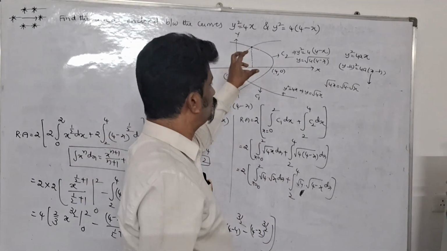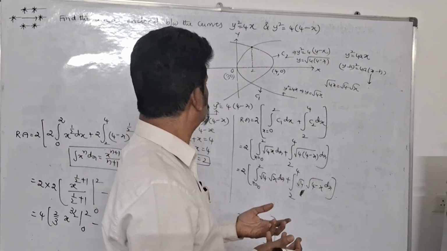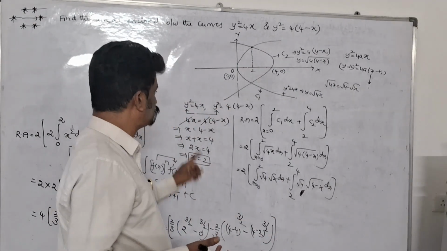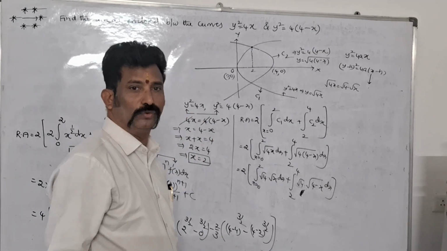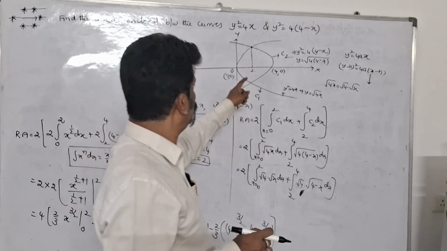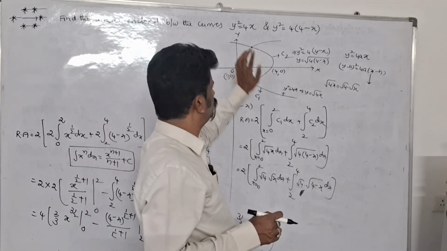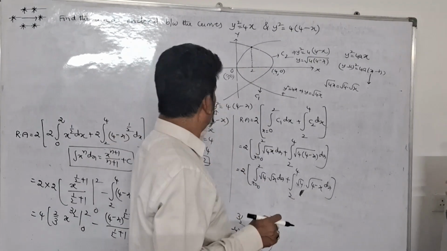Number 2 is, what are the limits? For what values of x are they intersecting? Solving these two, y square equal to y square, after calculation we get the value x is equal to 2. So the two curves are intersecting at x is equal to 2. Whatever the values are, don't concentrate on that point of intersection.